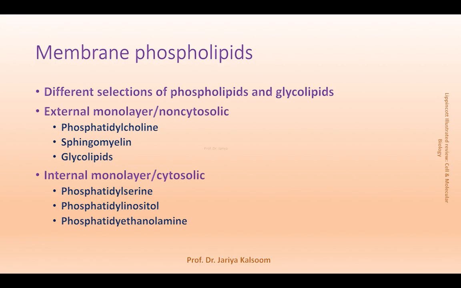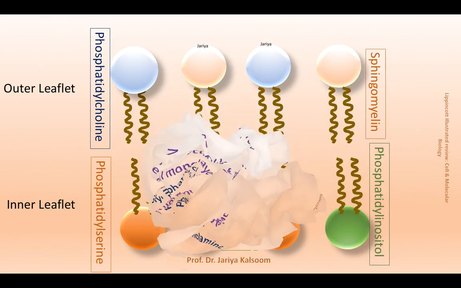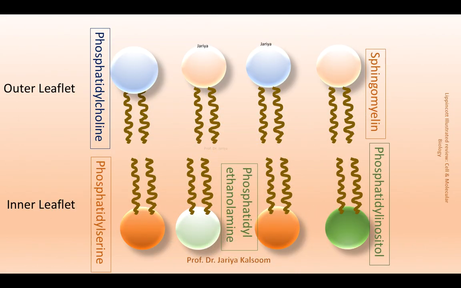Different types of phospholipids are present in the inner and outer leaflets. The inner and outer leaflets are asymmetrical. Sphingomyelin and phosphatidylcholine are present in the outer leaflet, whereas phosphatidylserine, phosphatidylethanolamine, and phosphatidylinositol are present in the inner leaflet. Migration of phosphatidylserine to the outer leaflet is a signal for cell death.